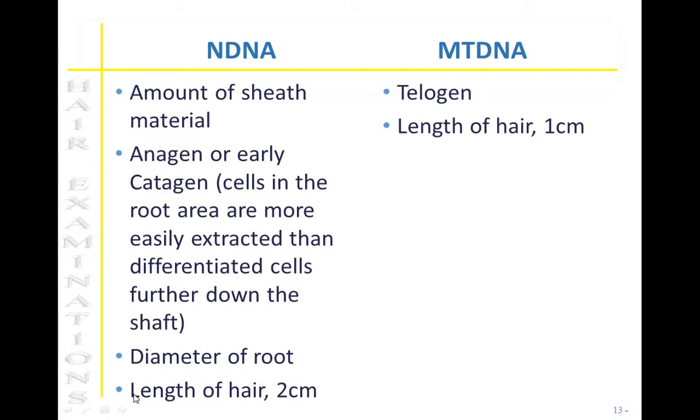Mitochondrial DNA is necessary to be performed when there isn't the sheath material that's present or a lot of active cells in that root portion of the hair. So generally this is going to be the technique that is performed on telogen phase hairs. Most of the hairs that are examined in forensic examinations are going to be telogen phase hairs, just because these are the hairs that are the easiest shed.